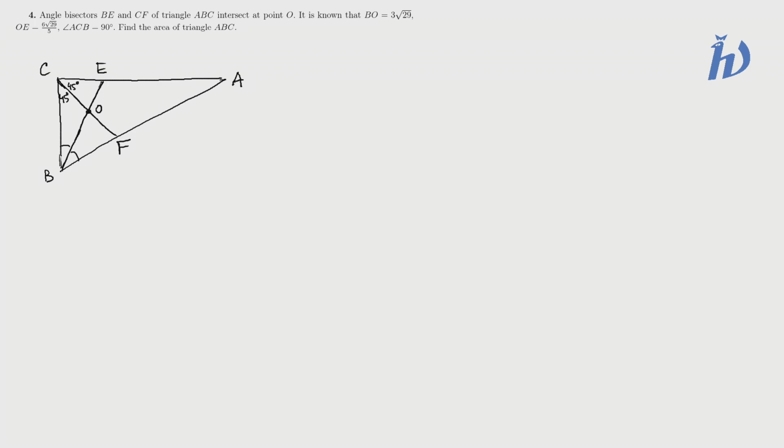We start our solution with applying the angle bisector theorem, that is the property of a bisector that is used in quite a lot of problems where we have a bisector of a triangle. And so it says that a bisector divides the opposite side in the same ratio as the ratio of two other sides. So the ratio of BO to OE is equal to that of BC to CE.